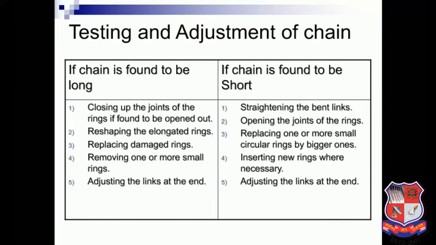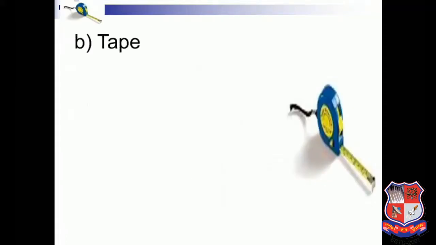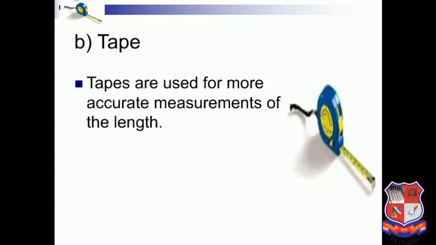Third one is replacing one or more small circular rings by a bigger one. So you just see here, if you find the small circular rings over there, it will be replaced by the bigger one. Fourth one is inserting new rings where necessary, and fifth one is adjusting the links at the end.